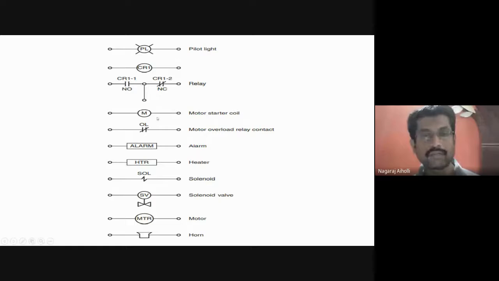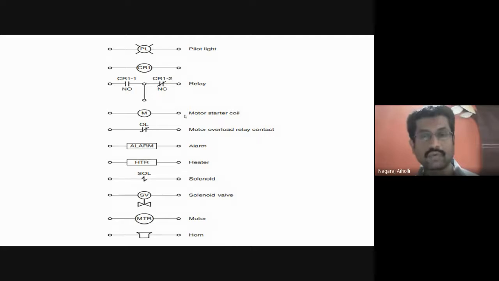Then the motor starter coil. The motor starter coil is used to control the power for starting and stopping of the motor. That is called the motor starter or the motor starter coil, right?